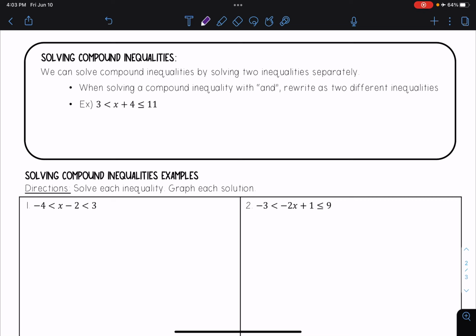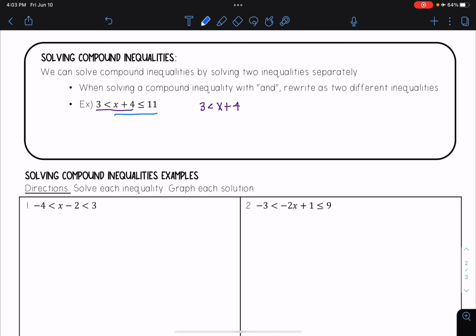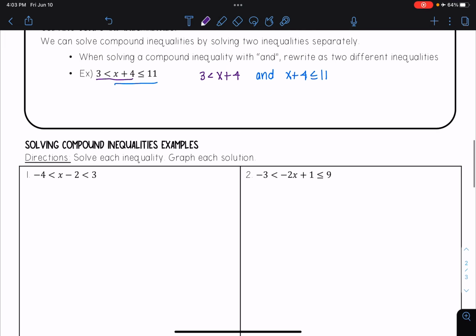With an AND inequality, there's really two different ways that we could do it. One of the ways is we can actually rewrite it as two different inequalities. So for example, for 3 is less than x plus 4 is less than or equal to 11, I can rewrite this as first 3 is less than x plus 4. And then I can rewrite the other part as x plus 4 is less than or equal to 11. And then I would go ahead and solve both of those inequalities. So that's going to be one way. So I'll show that way for this first problem, and then I'll show the other method in the second problem.